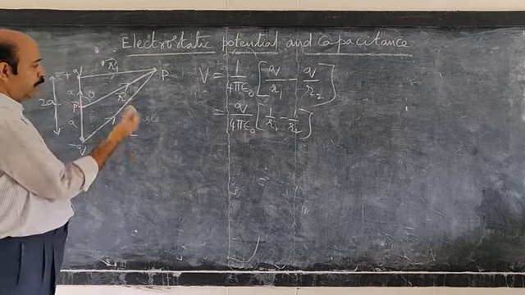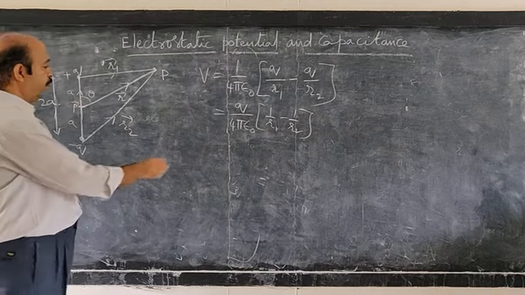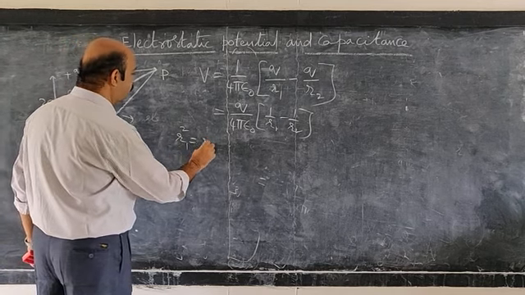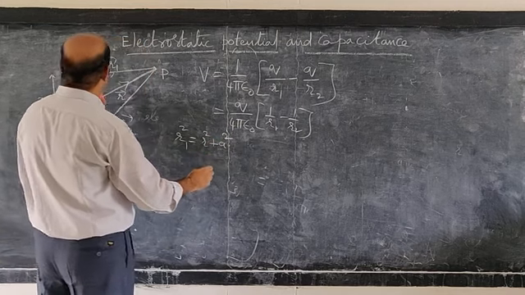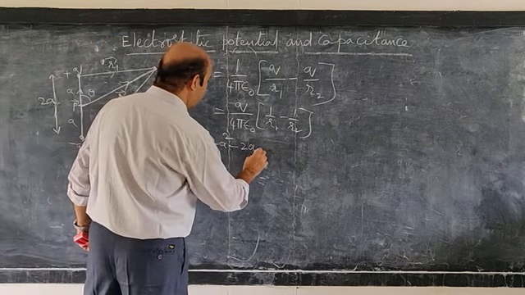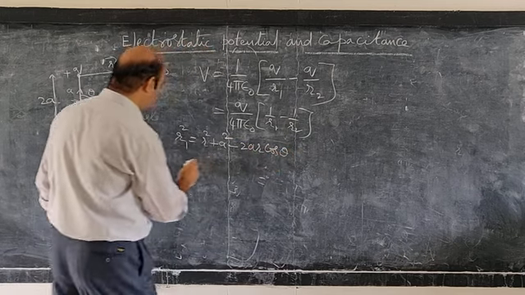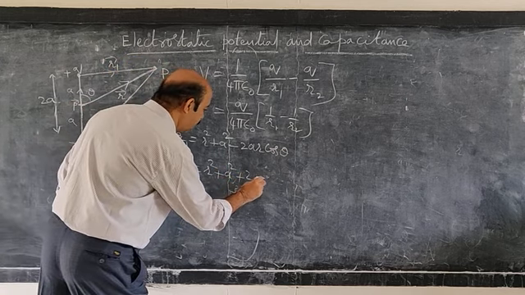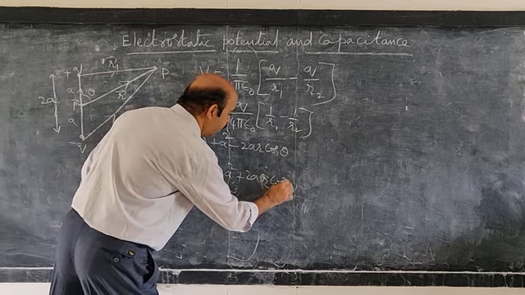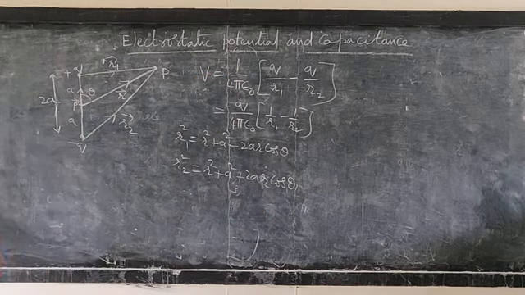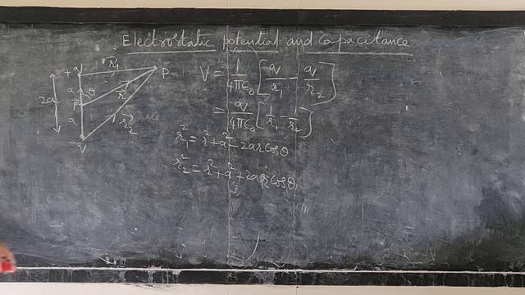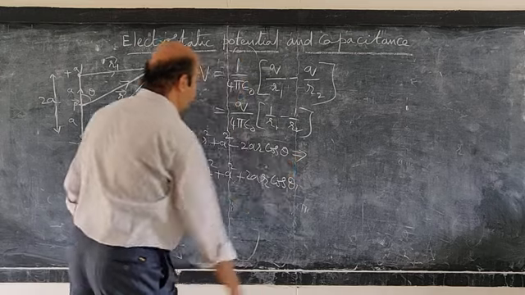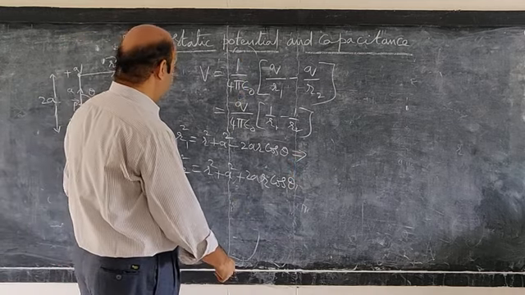Using that vector concept, we can write r1 square is equal to r square plus a square minus 2ar cos theta, and similarly r2 square is r square plus a square plus 2ar cos theta. So from the figure, using the vector concept, we can write like this. Then from this you can simplify it further.